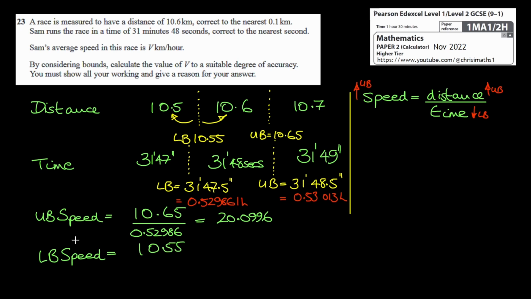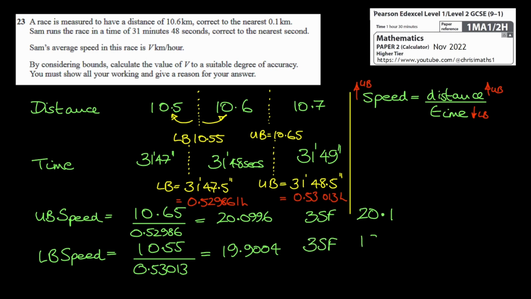So the lower bound of speed, we take the lower bound, which is 10.55, and divide that by the upper bound of the time. And this turns out to be 19.9004. Whatever degree of accuracy we choose, these two results must turn out to be the same. If we try 3 significant figures, this turns out to be 20.1, and this turns out to be 19.9. And that's clearly still different.